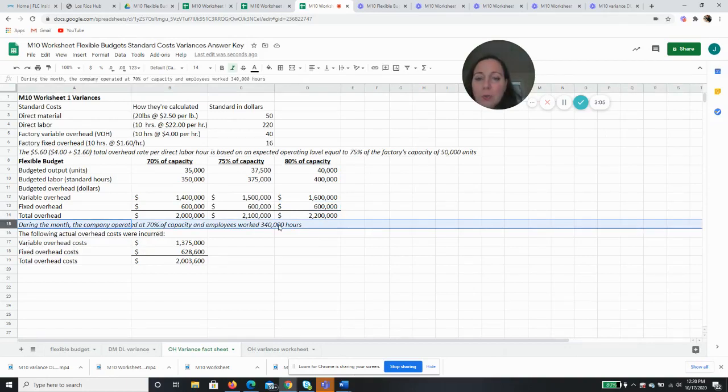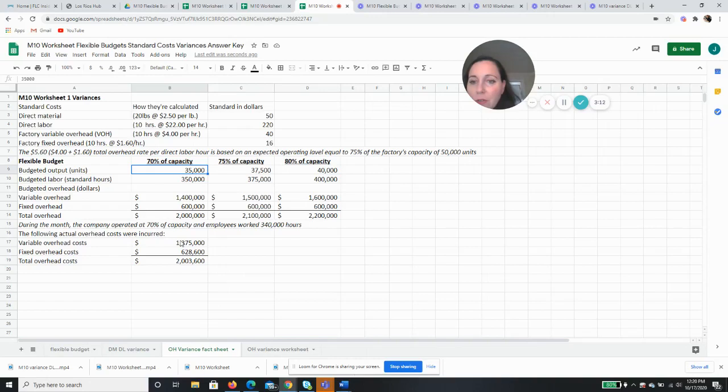Okay. Then the additional information we have is during the month, the company operated at 70% of capacity and employees work 340,000 hours. Right, so if we look at 70% of capacity, that means we built 3,500 units. Our employees worked 340 hours. At 70% capacity, they were budgeted to work 350 hours. So we know right there we're going to have some variances. And because the fixed overhead rate, this $1.60 an hour, was based on a capacity of 75%, we know we're going to have a variance there as well. Okay, but we're going to go figure out what those variances are.